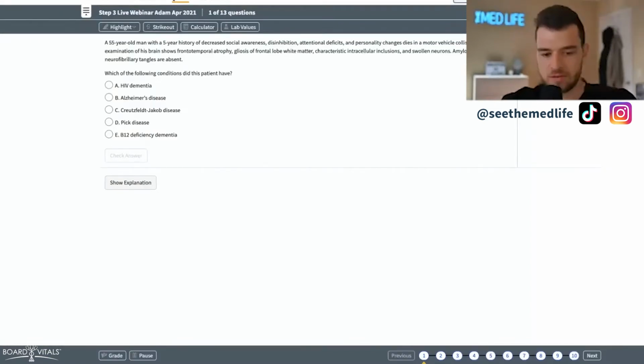So this is a 55-year-old gentleman. He has a 5-year history of decreased social awareness, disinhibition, attention deficits, and personality changes. So they do a path exam of his brain, and they see frontotemporal atrophy, gliosis of the frontal lobe, white matter, characteristic intracellular inclusions, and swollen neurons. Also, we do not see the amyloid plaques and neurofibrillary tangles. So this is a clinical way to ask a pathologic question. Which of the following conditions did this patient have?